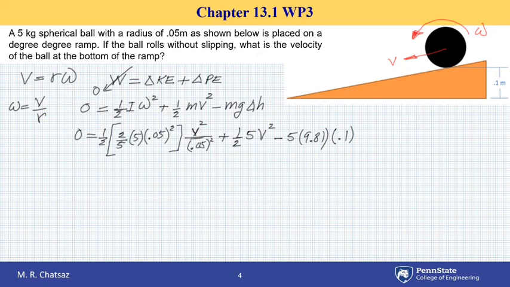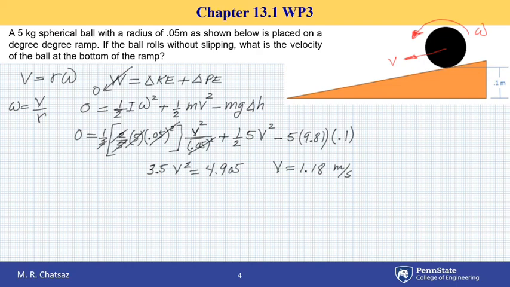Observe that this equation has one unknown, which is v, so I can easily solve for it. Observe that these factors cancel out, so I basically have v squared for the first term plus 2.5 v squared, which gives me 3.5 v squared equals 5 times 9.81 times 0.1, which turns out to be 4.905. We can solve for v squared and then take square root of both sides to end up with a velocity of 1.18 meters per second.